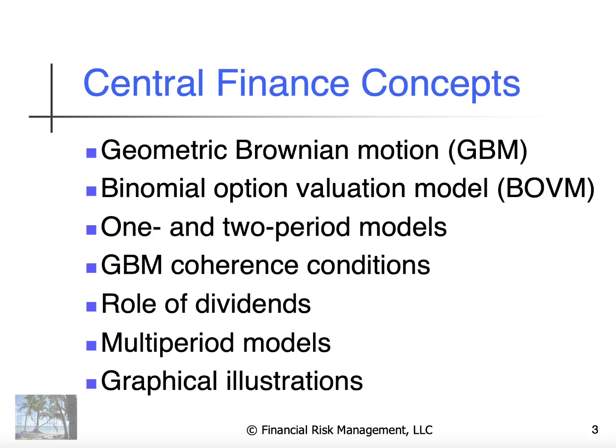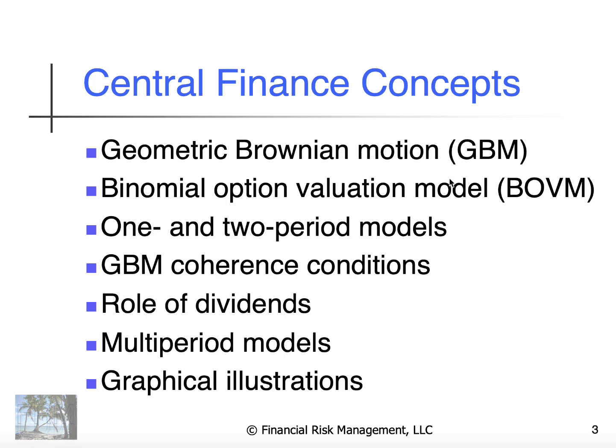So the central finance concepts, first of all, it's geometric Brownian motion in the limit. It's a binomial option valuation model. Binomial, bi means two, so there's two arcs for every node. And it's a valuation model in the sense that our goal is to come up with a theoretically justifiable value of the option. We'll take a careful look at 1 and 2 period models in order to get some of the fundamentals down.